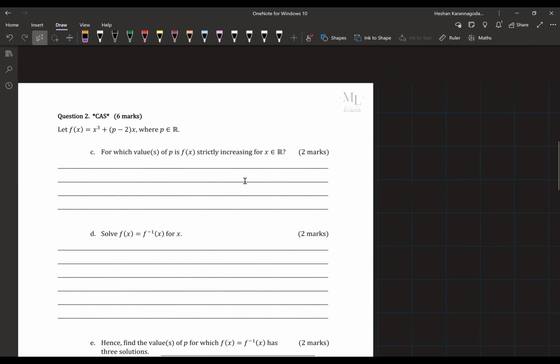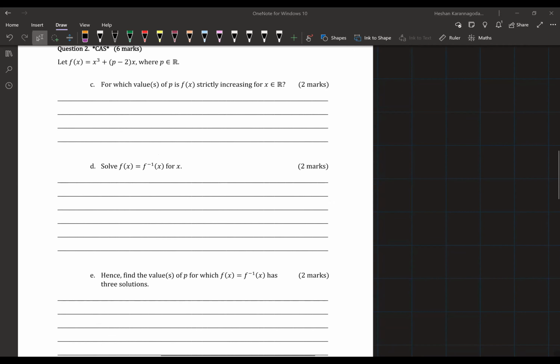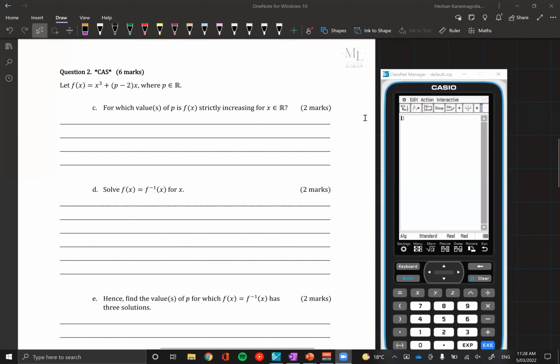If I bring up the calculator, can you see it, Hashan? No. Okay, wait, let me stop the share and start it again. I think you should be able to see it now, yeah? Yes. Cool.